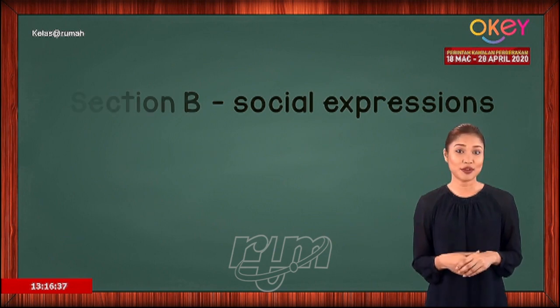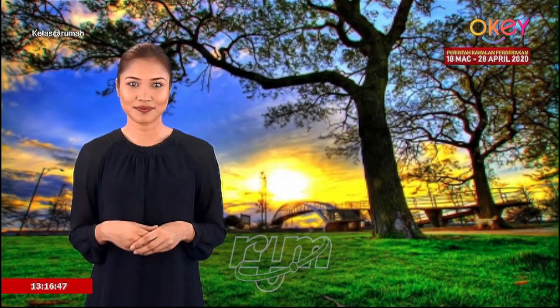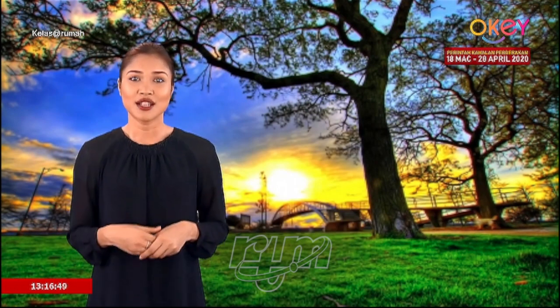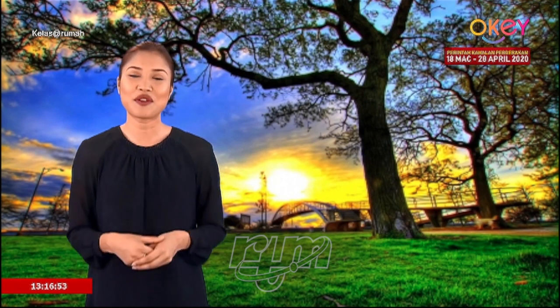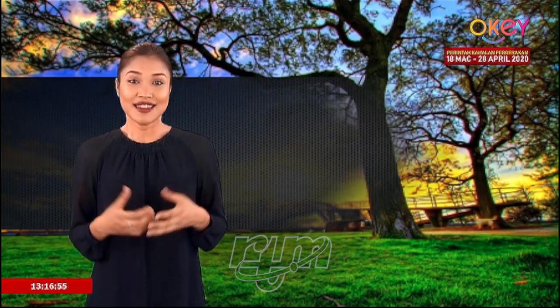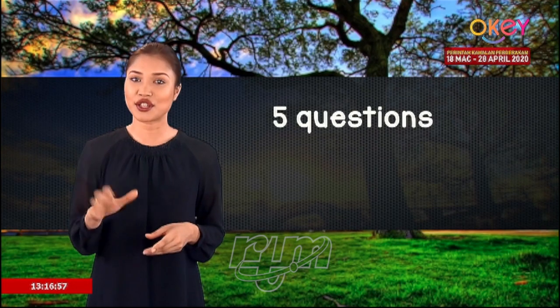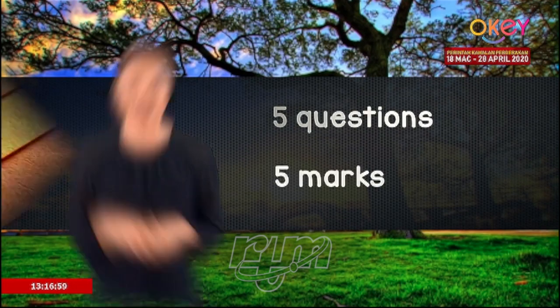Section B tests pupils' knowledge on social expressions. This means that you should be able to identify the types of social expressions in daily conversation. For example, to greet someone in the morning, to apologize if you've done something wrong, or to congratulate someone for winning a prize. This section consists of 5 questions and they are worth 5 marks.